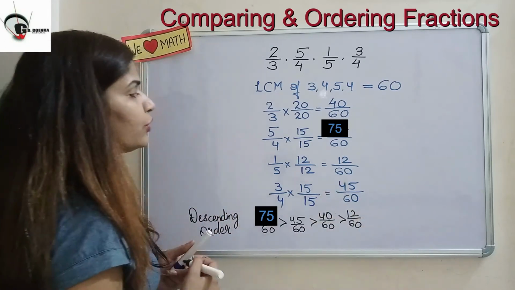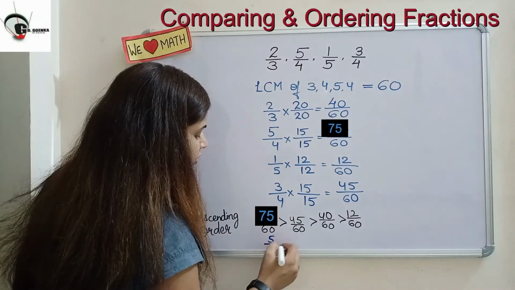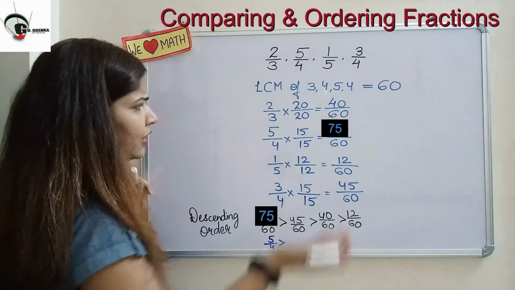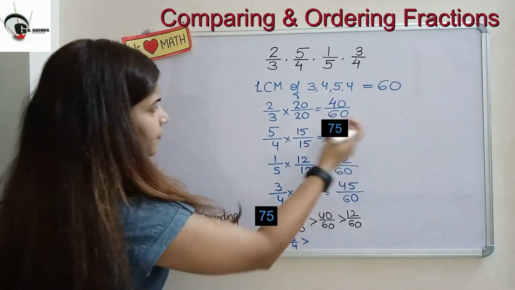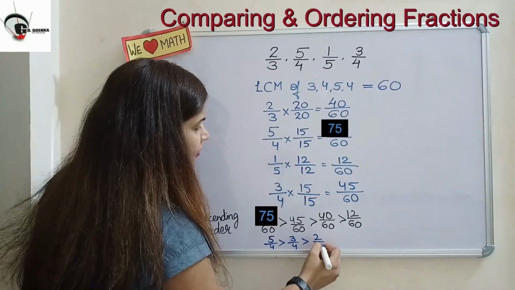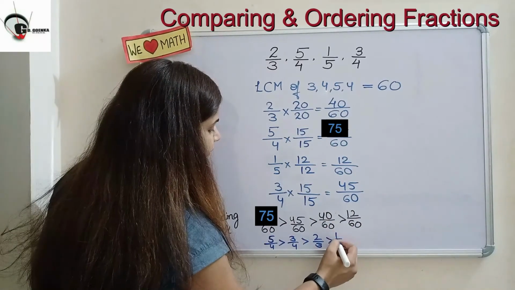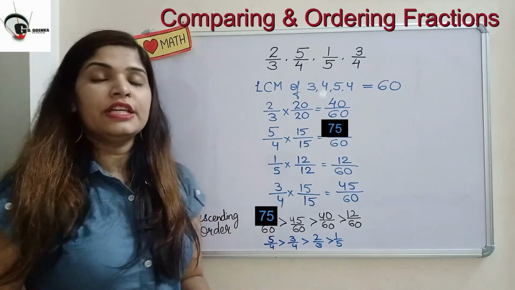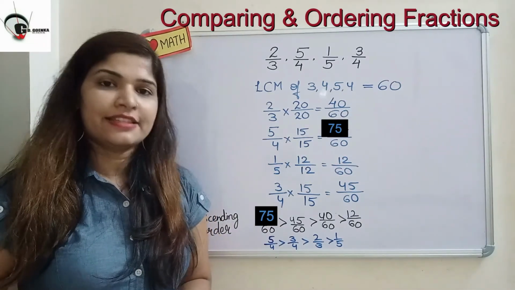Now we can write down their exact values, that is 5 upon 4. Yes, speak with me, 3 upon 4, very good. Then 2 upon 3. And then afterwards in the last we have 1 upon 5. So this is how we generally order unlike fractions in ascending and descending order.